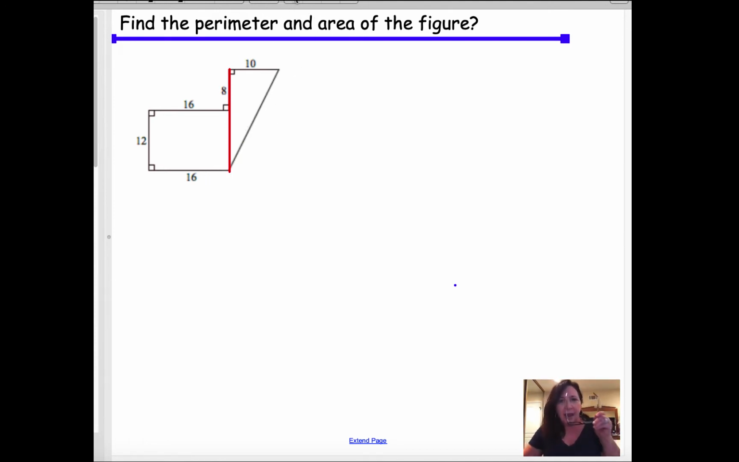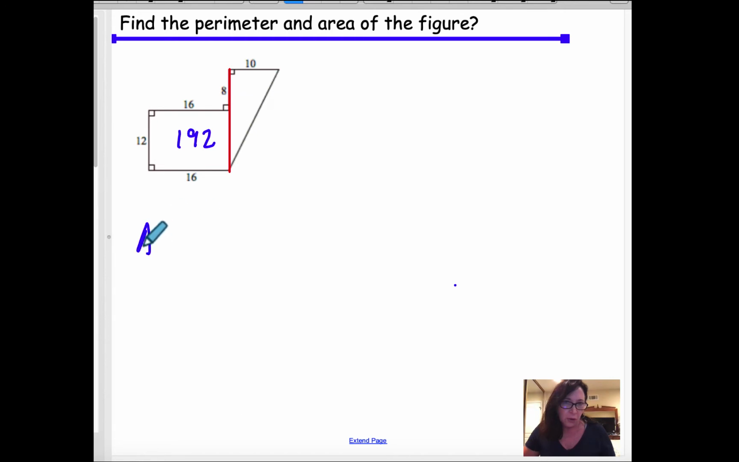In order to find the perimeter, I need to find all the lengths of the sides. But to find the area, I just need base times width for this shape. I know that this is 16, so that's 12. 12 times 16, we've got 192. So I know that the area of this rectangle is 192.